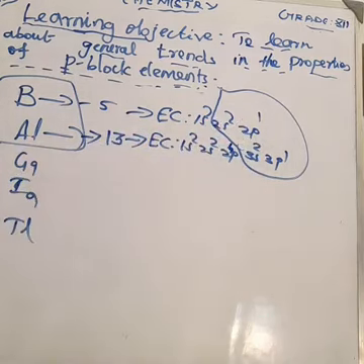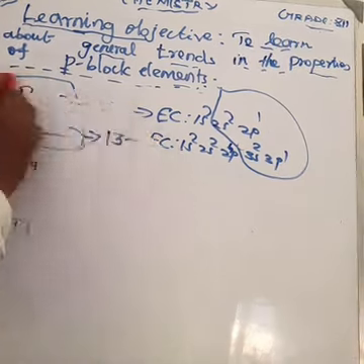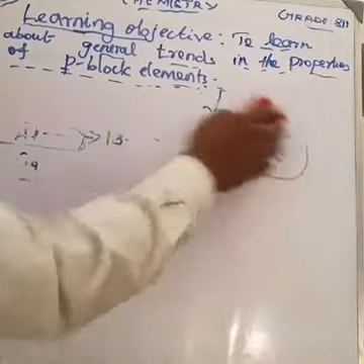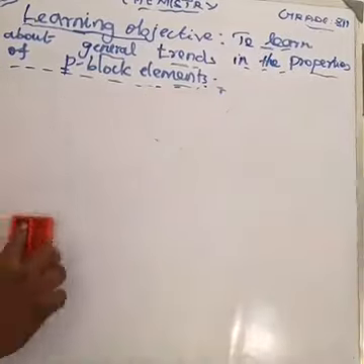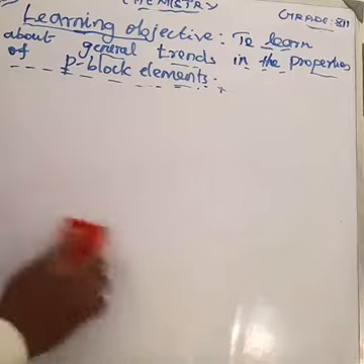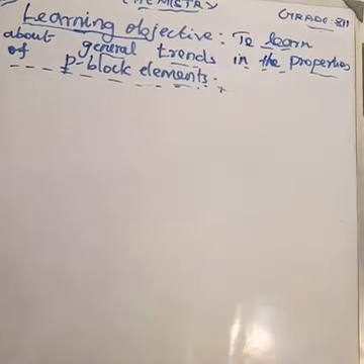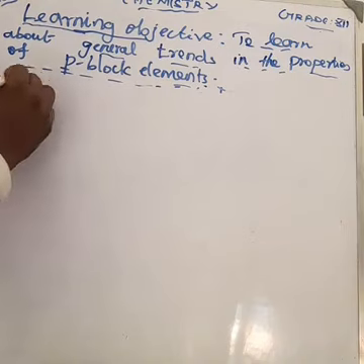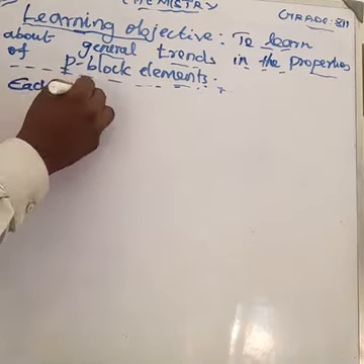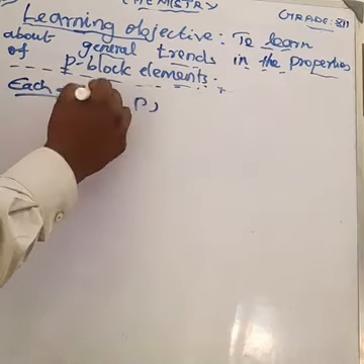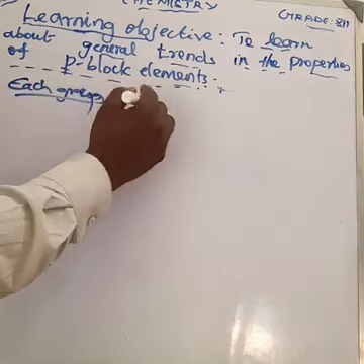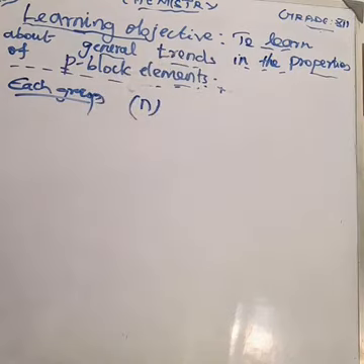I hope that you are thorough about how to write the electronic configuration. If you have any doubt, please ask me. Next, one more point: the elements of each group have a similar outer electronic configuration and differ in the value of n. What does the value of n mean? Here n refers to the principal quantum number.